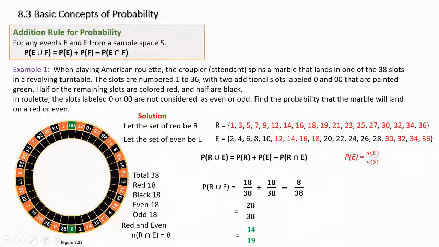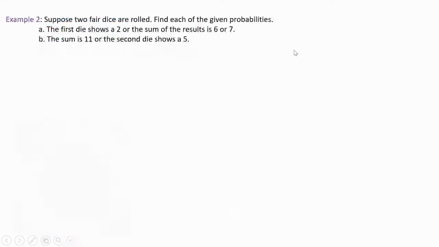When I first did this in class, the class and I counted all the red ones and so on. That's why this is a good example to really understand, because this will be as hard as it gets for 8.3. Okay, now, by following the same process, example 2.